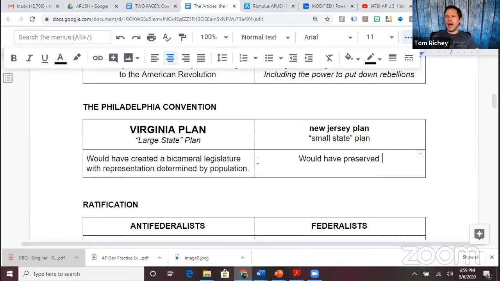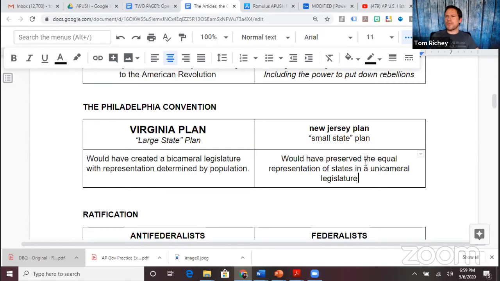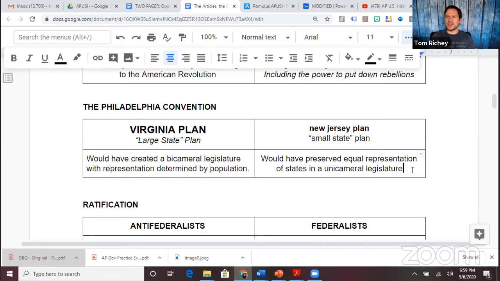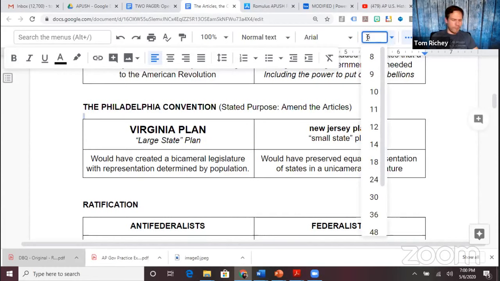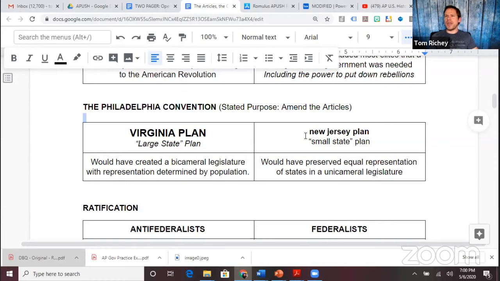Equal representation of states in a unicameral legislature, basically just like the Articles. So this is the Articles of Confederation, part two. And remember that the stated purpose of the Constitutional Convention was to amend the Articles. So really, the New Jersey plan is coming from the point of view of people from a smaller state, and they're saying, look, we came over here to amend the Articles. That's the impression we were under.